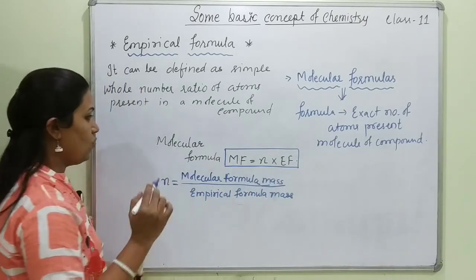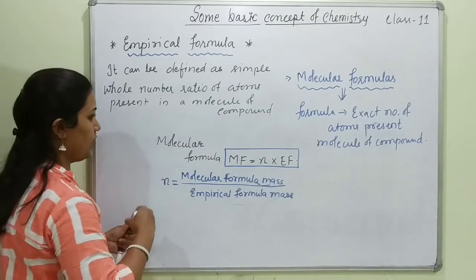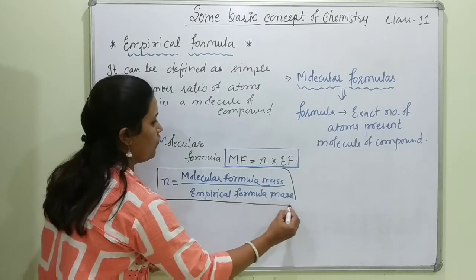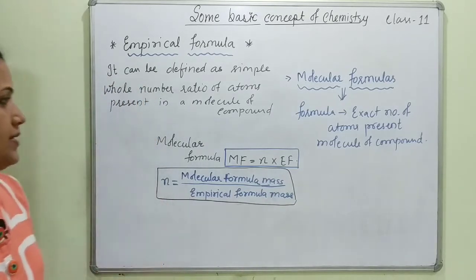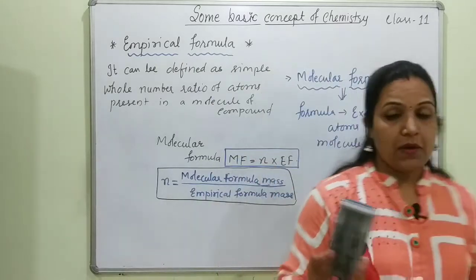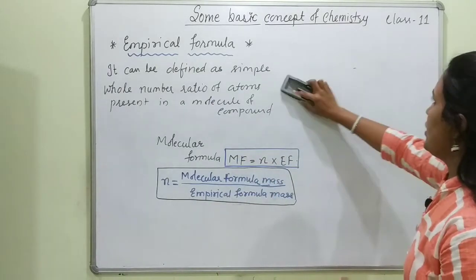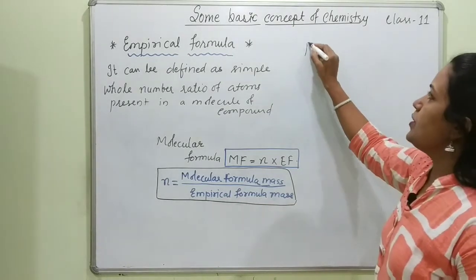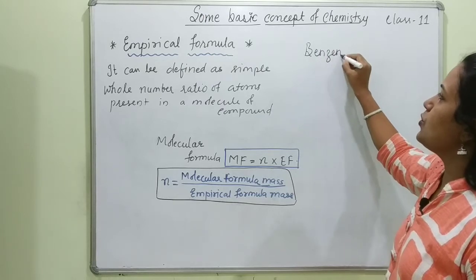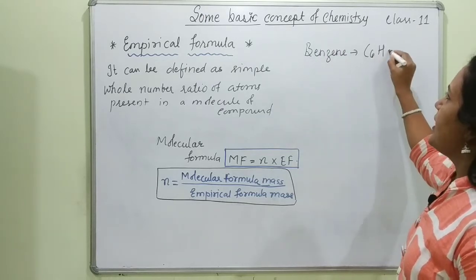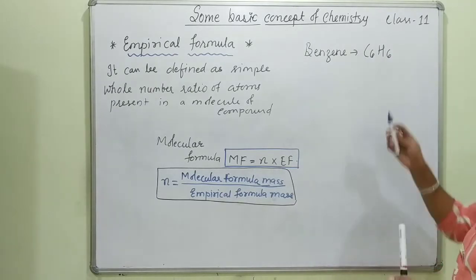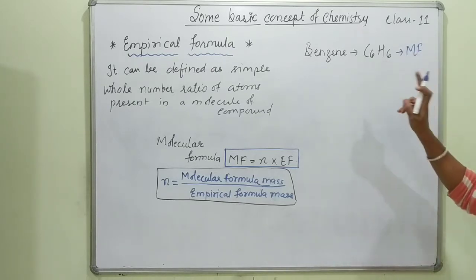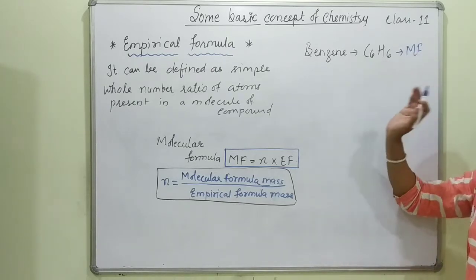Now let's see how I can calculate the value of n, and how we can calculate the molecular formula and empirical formula. Here I'll give you one example, and that example is benzene. As you all studied in class 10th, the formula of benzene is C6H6. So would this be the molecular formula or the empirical formula? This would be the molecular formula, because we can see the exact number of atoms.